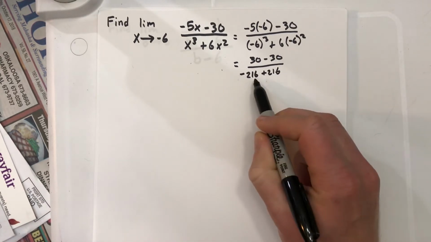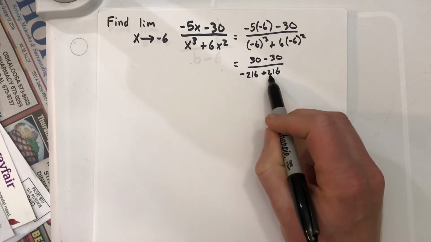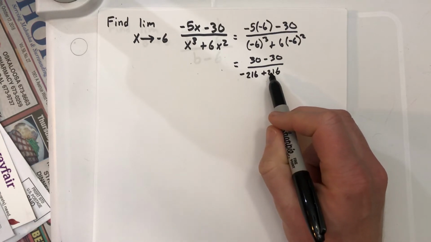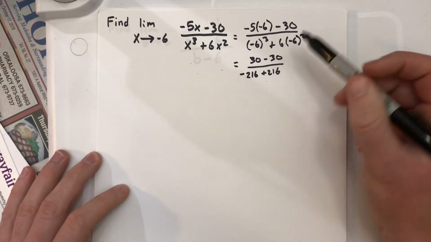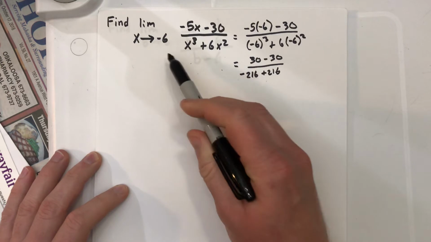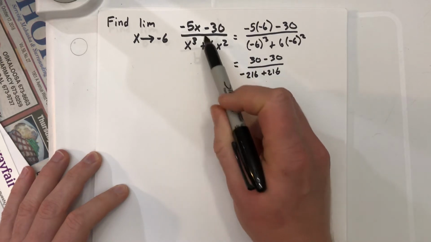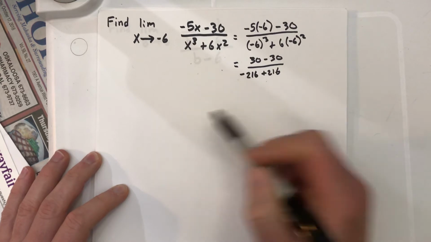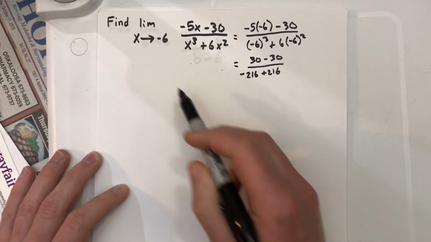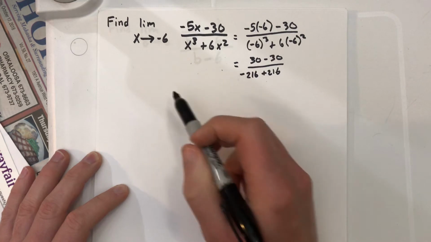So you can see that when you add these together, this is going to give you 0 on the bottom. So you're dividing by 0, which is undefined. So we can't start this problem by plugging in -6 directly. What we need to do is factor some stuff out of this function, see if we can cancel some stuff so that we can evaluate this limit as x approaches -6.